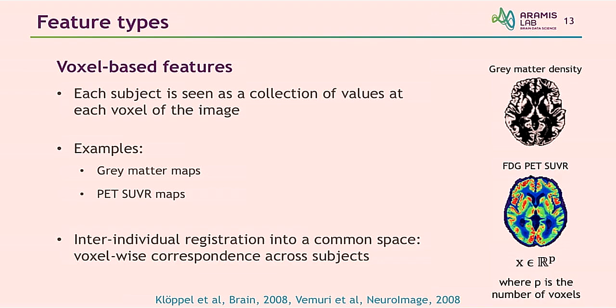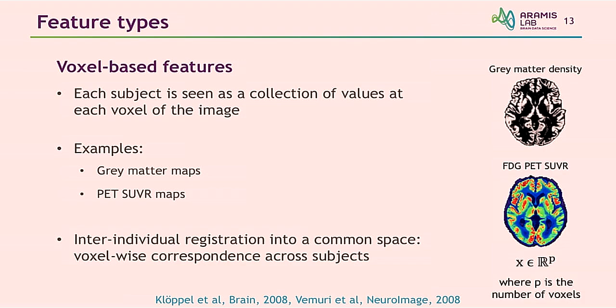SUVR is just a way to intensity normalize your PET images. Here, if you want to work with a lot of subjects, you will first have to perform inter-subject registration into a common space, so as to have a voxel-wise correspondence across all of your subjects.